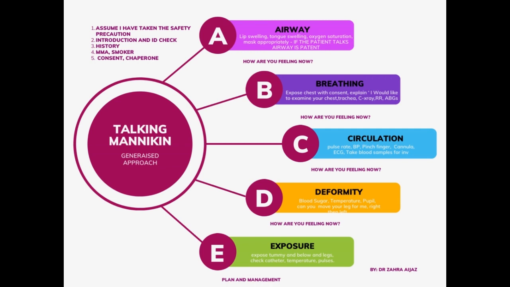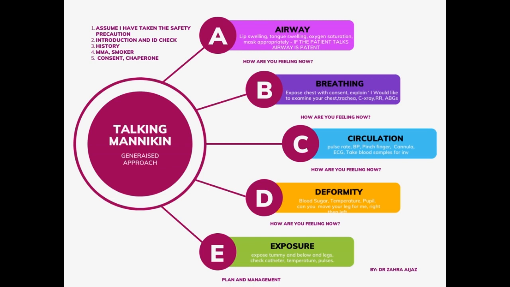Lastly, exposure. All right. So ask the patient for consent to expose him from tummy and below to the legs. So verbalize it. I'd like to check your tummy and your private area and your legs. So is it okay if I expose you down your tummy? Look for any rashes, any swellings. Compare the temperature of the legs with the rest of the body.